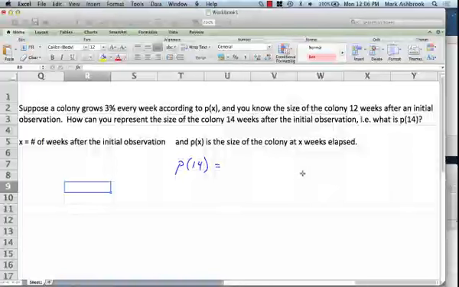So we know it grows by 3%, and we know the size of the colony at 12 weeks after initial observation. And we want to be able to represent the calculation that would give us the size of the colony 14 weeks after initial observation.